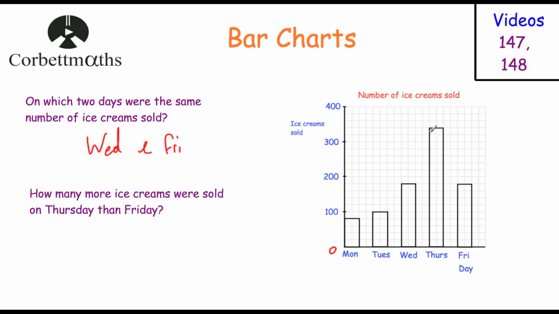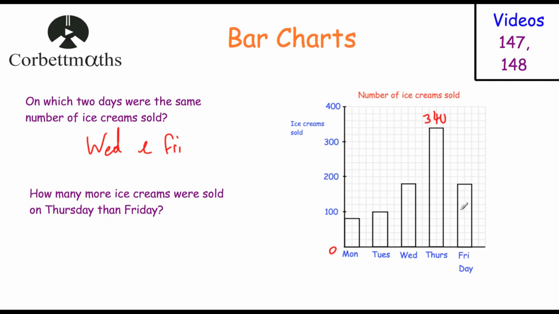Okay, the next question says, how many more ice creams were sold on Thursday than Friday? So if we look at Thursday, we've got our bar going up here, and we've gone past 300, so let's see what this number would be. So we've gone up from 0 up to 100, so let's see how many squares there are going up from 0 to 100. So we've got 1, 2, 3, 4, 5. So if we divide 100 by 5, that's equal to 20. That must mean we're going up in 20s, so let's check. 20, 40, 60, 80, 100, yeah. So if we're at 300, that's going to be 320 and 340. So altogether, there were 340 ice creams sold on Thursday.